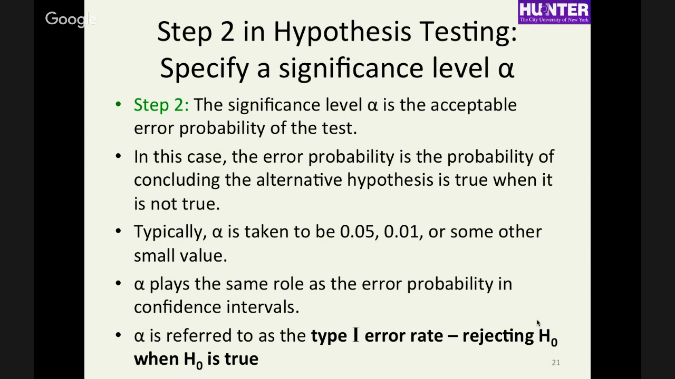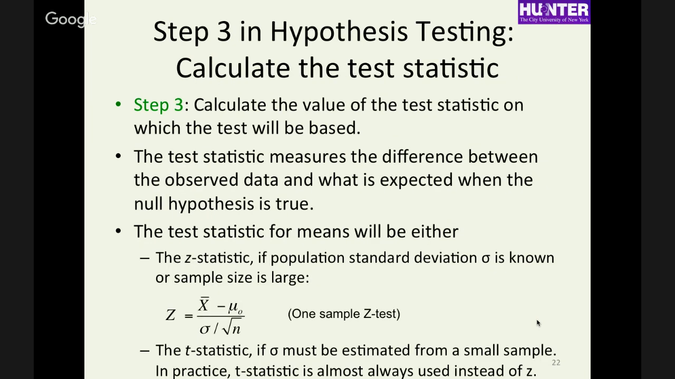So once again, alpha is referred to as the type 1 error rate. That's very important. Step 3, you already know how to calculate your Z statistic and your T statistic, so I won't go over that.